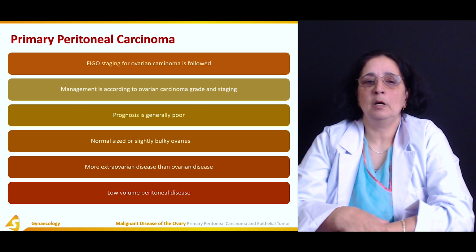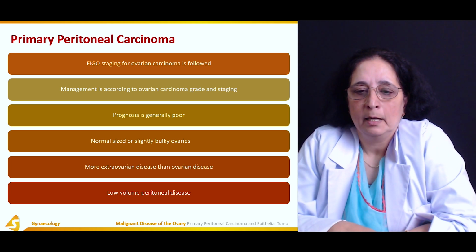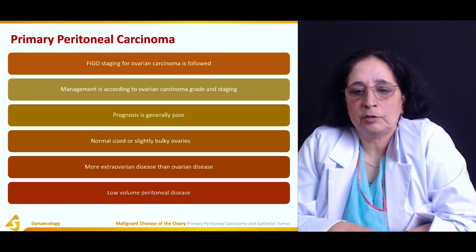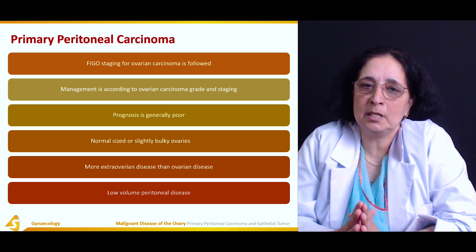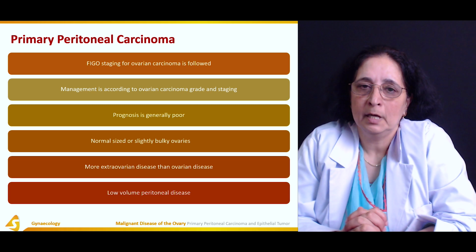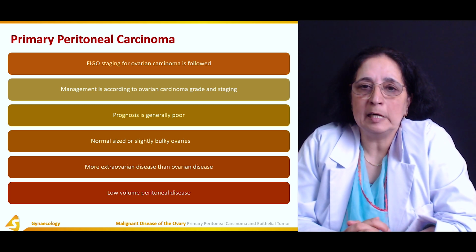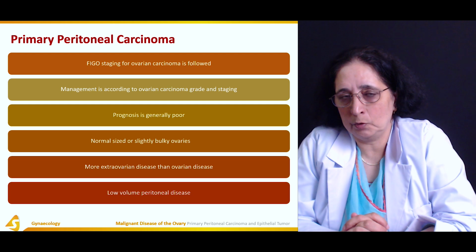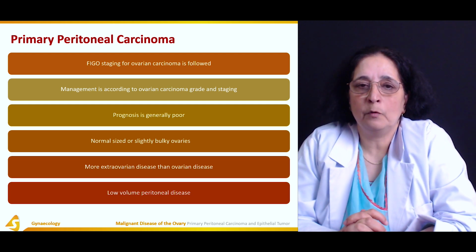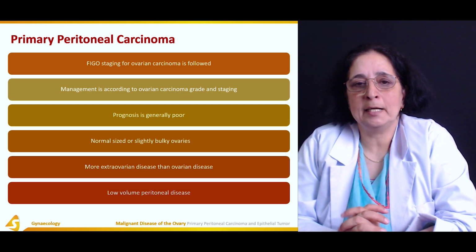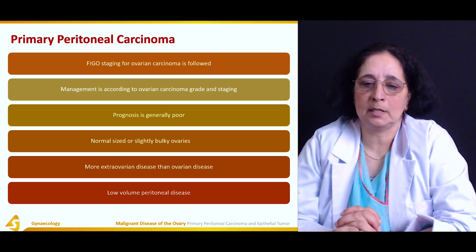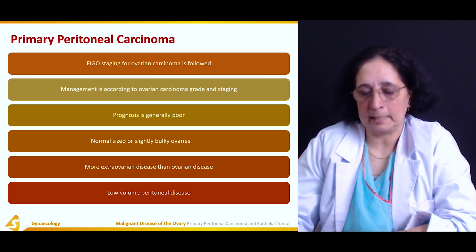Ovaries are normal or slightly bulky, with more extra ovarian disease than ovarian, and low volume peritoneal disease. So in this mainly the ovaries are not involved. They can be slightly bulky. Size of the ovaries is usually normal, less than 4 centimeter diameter, and extra ovarian structures are mainly involved, and it's of serous type. Serous type, clear fluid is present.